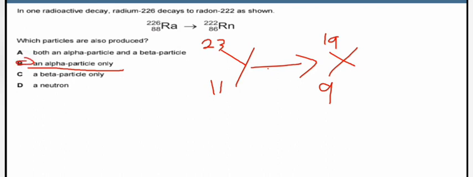If it was the beta particle only, meaning the mass number is going to remain the same, which means the mass number is just going to be 226, and the proton number is going to be added by 1. So from 88, it is going to be 89 if radium undergoes beta decay. So let's move on to the next one.